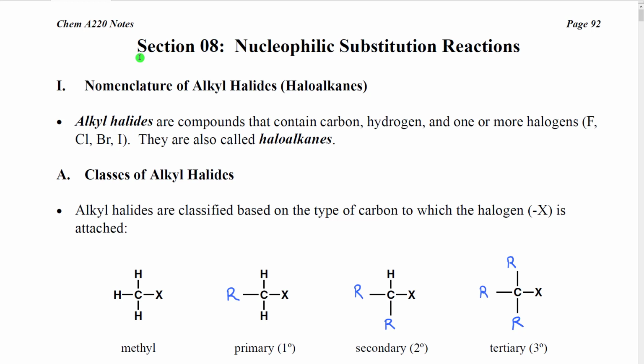This turns out to be a general reaction, and many of the things that we're going to learn in this reaction and in the reaction we discuss in the next section are going to apply or be useful for understanding a wide variety of other reactions.